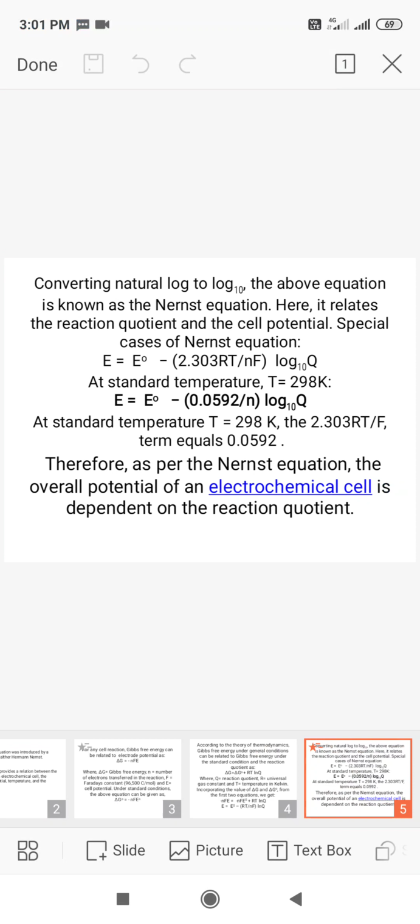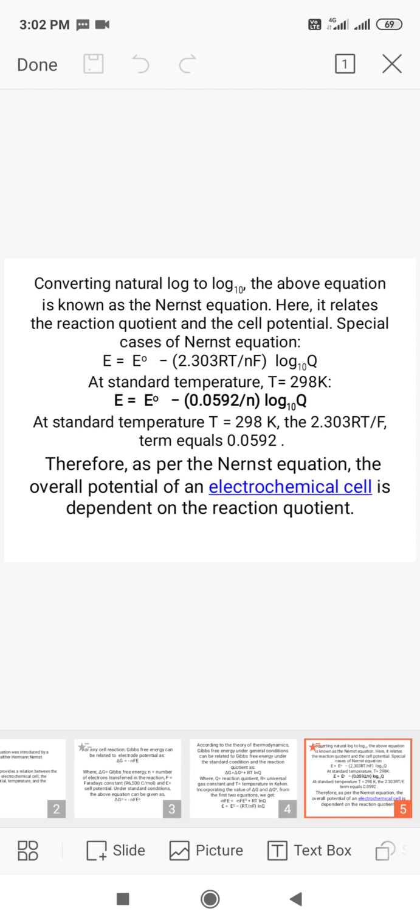E refers to the EMF of a cell. E naught refers to the standard EMF. R is the gas constant. T is the temperature of the cell. n is the number of electrons transferred in an electrochemical reaction. F is Faraday, that is equal to 96,500 coulombs, and Q is the reaction quotient.